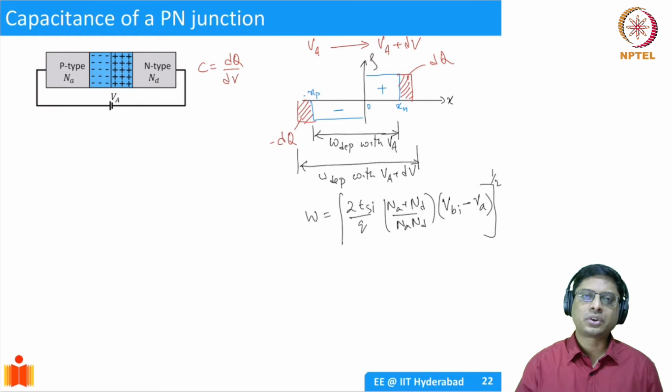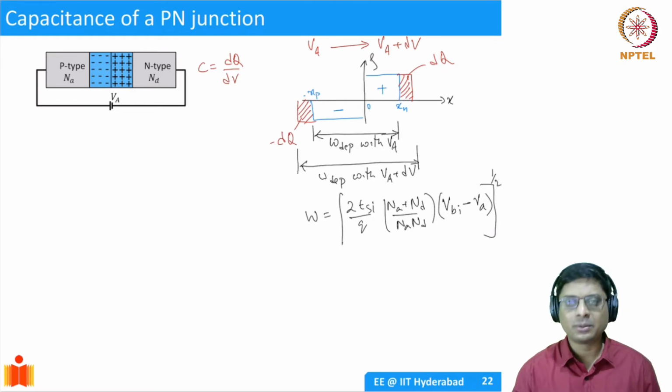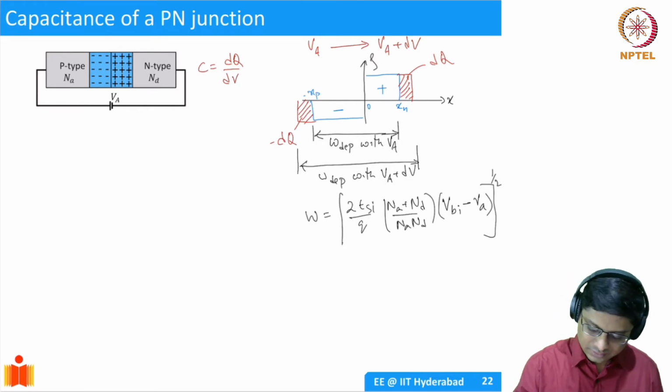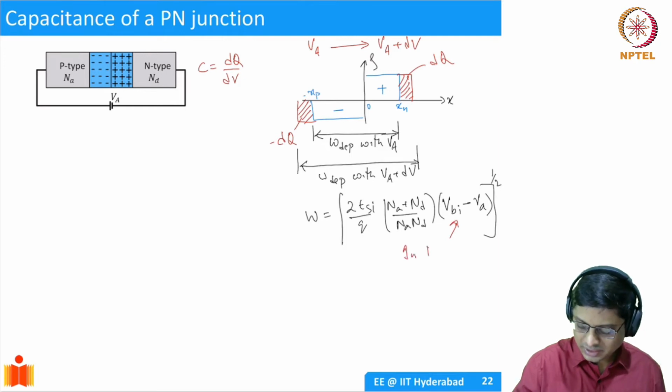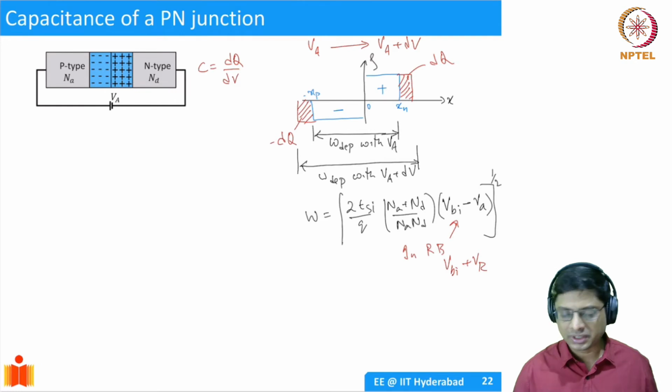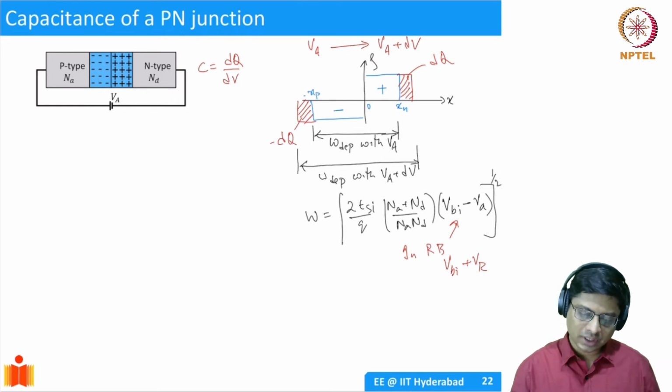As you go to stronger and stronger reverse bias, VA will be minus VR. If you take VR as the reverse bias voltage, the VA will be minus VR, so the width will increase. So in reverse bias, this will be VBI plus VR. So as you increase the reverse bias voltage, it will simply increase the depletion width. So far, no surprises really, right?